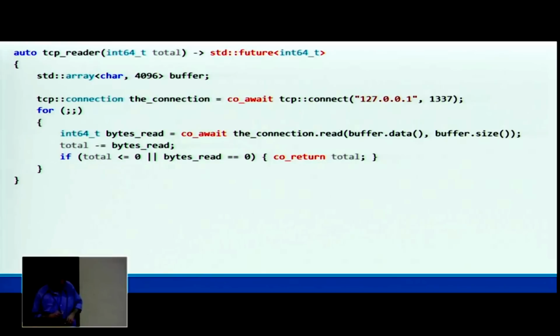We have this co-await on the TCP connection and a co-await on the read, and we'll explain what those are in a minute. But basically, those are the points at which we suspend execution of the function until we have the data that we're ready to proceed with. And then we have this co-return, which is like a return statement, and it returns the value through the future to the caller.